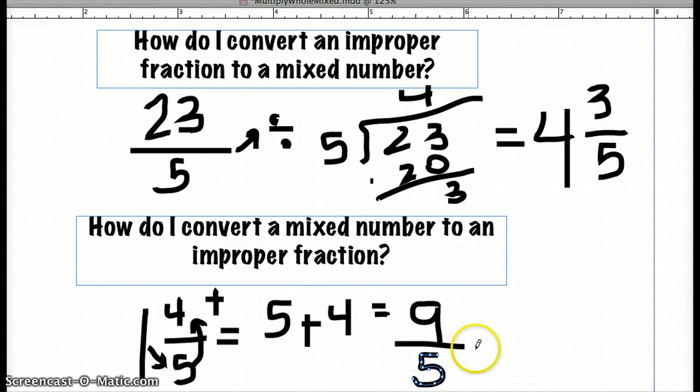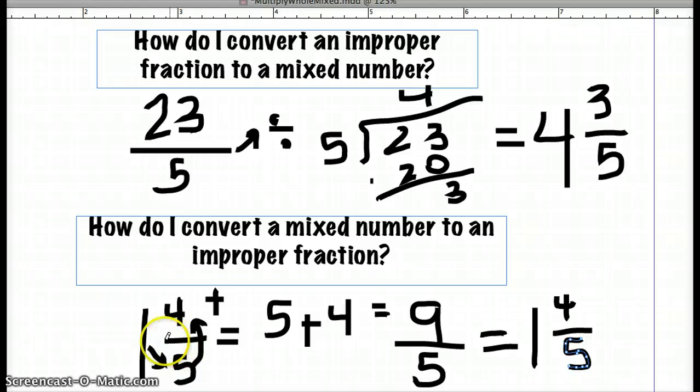In other words, if we wanted to check it, we can do the process we did up here and divide. 9 divided by 5 should give me 1 4/5 that I started with. 5 goes into 9 one time with a remainder of 4, and our denominator stays the same. So in order to convert, multiply your whole number by your denominator and add the numerator. If you want to check it, then just divide. 9 divided by 5 is 1 4/5, which is exactly what we started with.